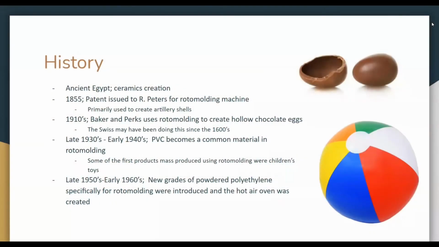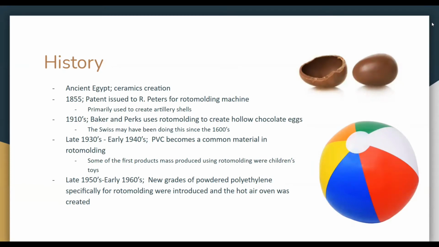The concept of rotational molding dates back to the ancient Egyptians, who used it in the creation of ceramics. However, the first major predecessor to rotational molding as we know it today was a rotomolding machine patented to R. Peters in 1855. This machine was primarily used to create artillery shells. In the 1910s, Baker and Kirk's adapted this technology to create hollow chocolate eggs, although it has been speculated that the Swiss may have been creating these chocolate eggs using rotomolding since the 1600s.